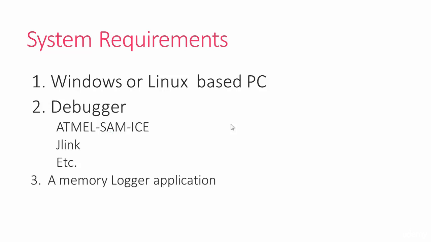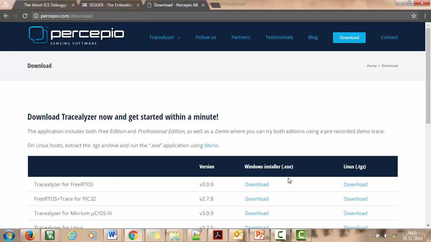First of all, you should have a Windows or Linux based PC. The Percipio Tracealyzer software is not supported on Mac OS. So if you are running Mac, there is still no support for this Tracealyzer software. But if you are using a Windows or Linux based PC, then you can download the Percipio Tracealyzer software from here.